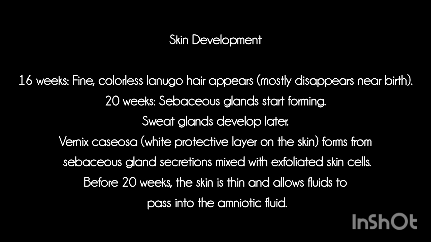Skin development. 16 weeks. Fine, colorless lanugo hair appears, mostly disappearing near birth. 20 weeks. Sebaceous glands start forming. Sweat glands develop later. Vernix caseosa, a white protective layer on the skin, forms from sebaceous gland secretions mixed with exfoliated skin cells. Before 20 weeks, the skin is thin and allows fluids to pass into the amniotic fluid.